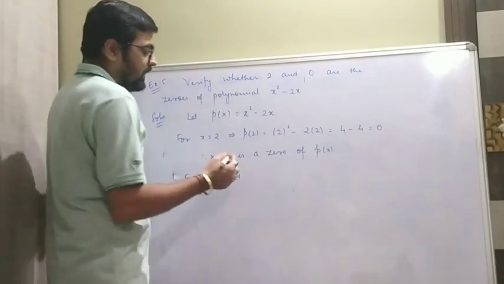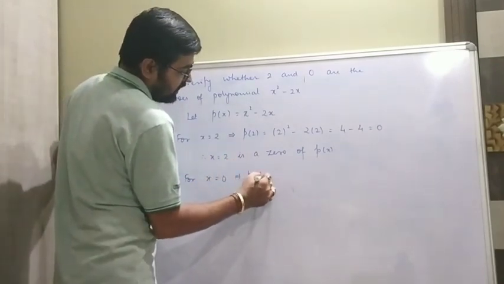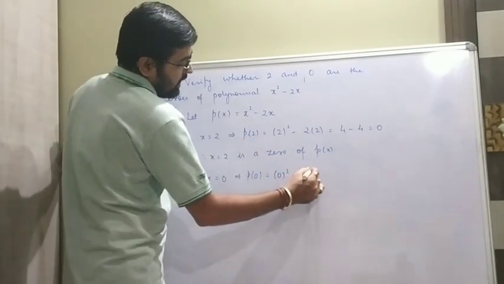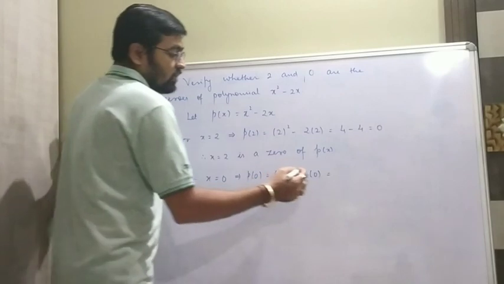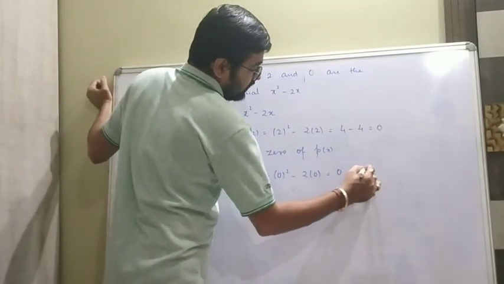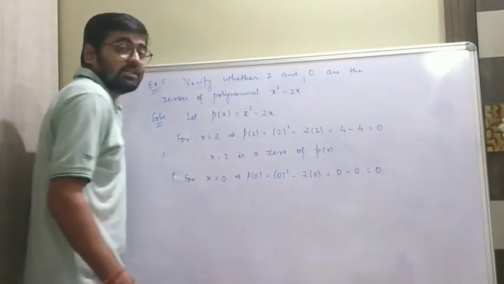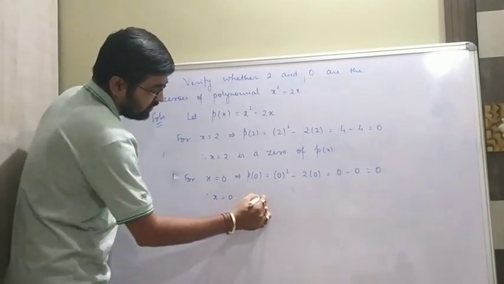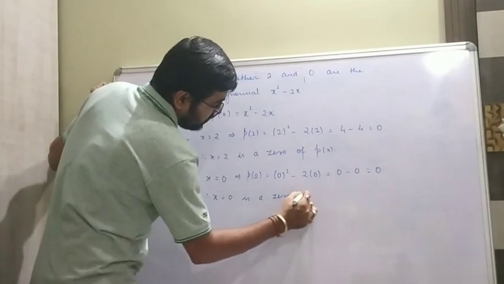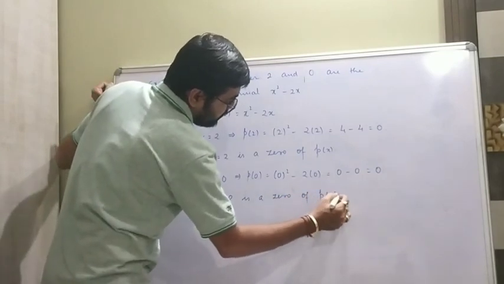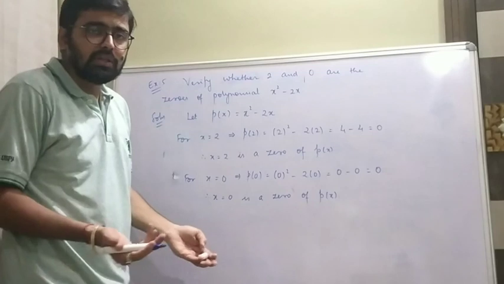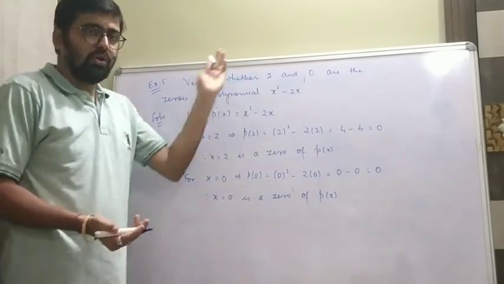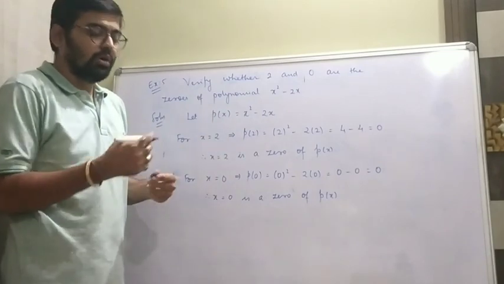Now let's go for x equals 0. Means we are going to replace x by 0 in our given polynomial. So 0 square minus 2 into 0. So 0 square will definitely be 0. 2 into 0 is also 0. So my answer is again 0. And if I get 0, I can easily say that x equals 0 is a zero of polynomial p of x. See how simple this kind of problem is. So just pause your video, copy it down, and then we'll move forward.